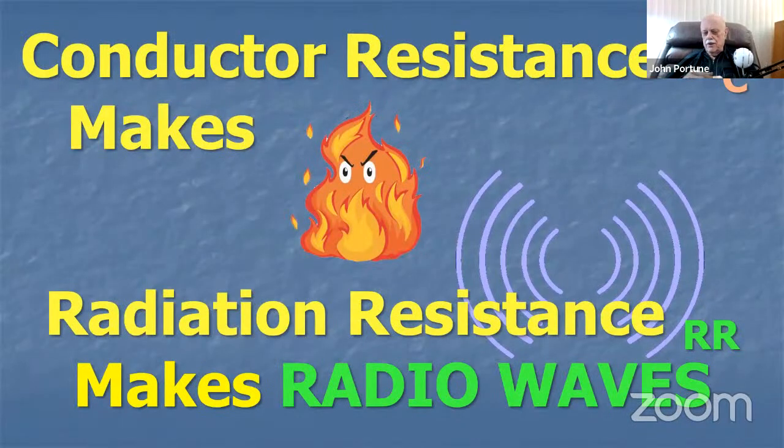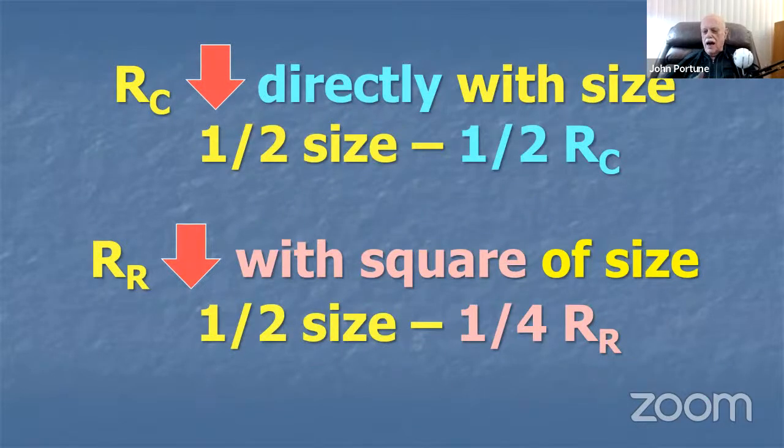Conductor resistance, though, makes heat. It wastes the power that you put into them from your transmitter. Radiation resistance, the property of space loading any antenna, is what makes the radio waves. That's where we want our transmitter power to go. It's the good guy. But as the size of an antenna goes down, the conductor resistance, the bad guy, only goes down slowly, directly with the size. But as the size of a loop goes down, its radiation resistance, the good guy, goes down as the square of the size reduction. So a half-sized loop has a quarter the efficiency of its bigger cousin.